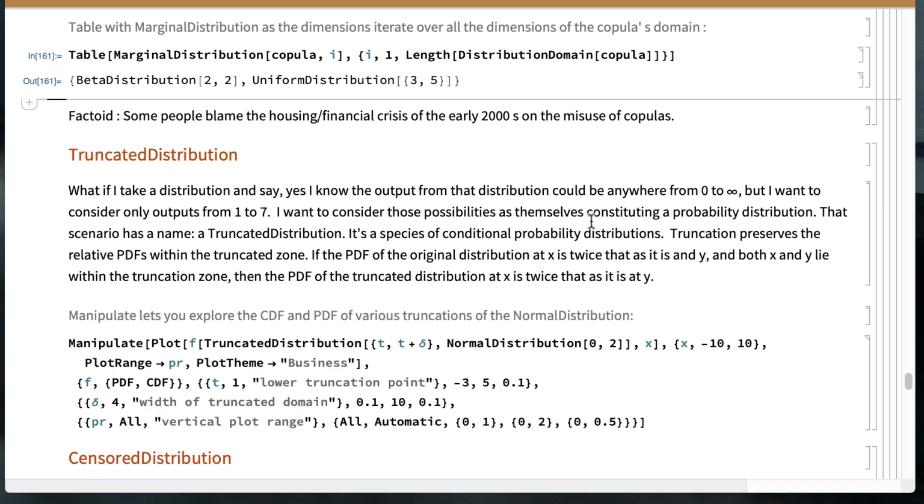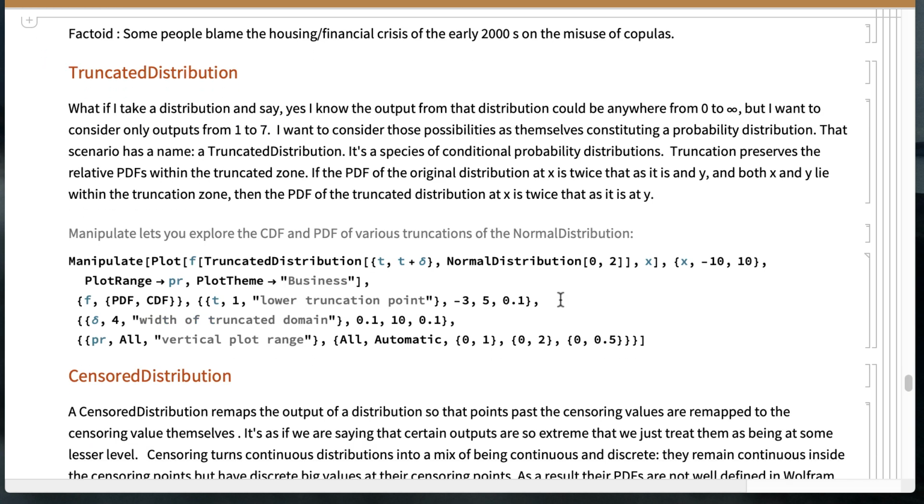Little footnote on copulas. They were very big, still are very big in the financial community, and some people blame the housing and financial crisis of the early 2000s on people not really understanding how copulas work. All right, truncated distributions and censored distributions, we have seen those before, but a little repetition again may be useful.